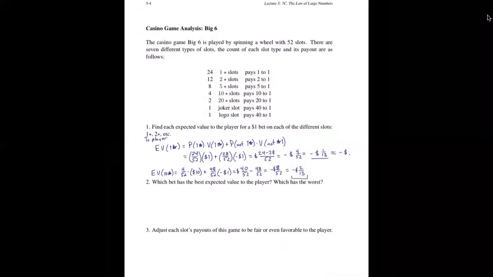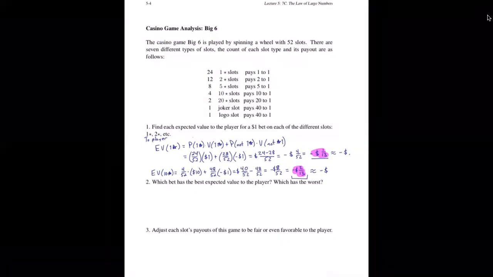I'll let the reader again convert that to cents, but I can tell you this much. Negative 2 over 13 dollars is more negative money than negative 1 over 13. So in other words, our expected value is a bigger loss for 10-star slots than it is for 1-star slots. So it looks like so far, the better bet is the 1-star slot versus the 10-star slot.